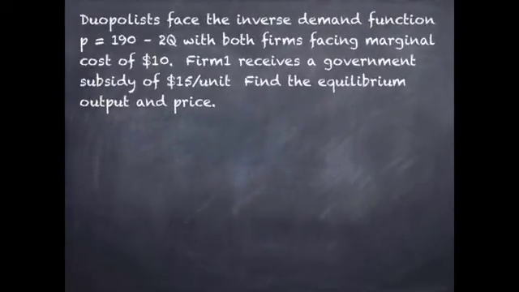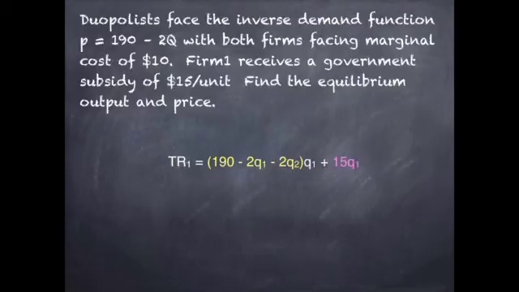We're going to use the same problem that we've used previously in the other video lectures. Duopolists face the inverse demand function, P is equal to 190 minus 2Q, with both firms facing marginal cost of $10. Firm 1 receives a government subsidy of $15 per unit. Find the equilibrium output and price.